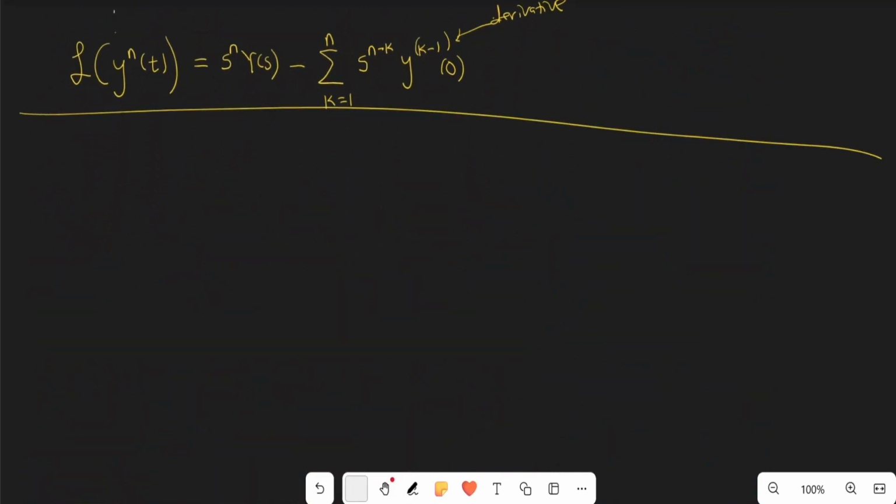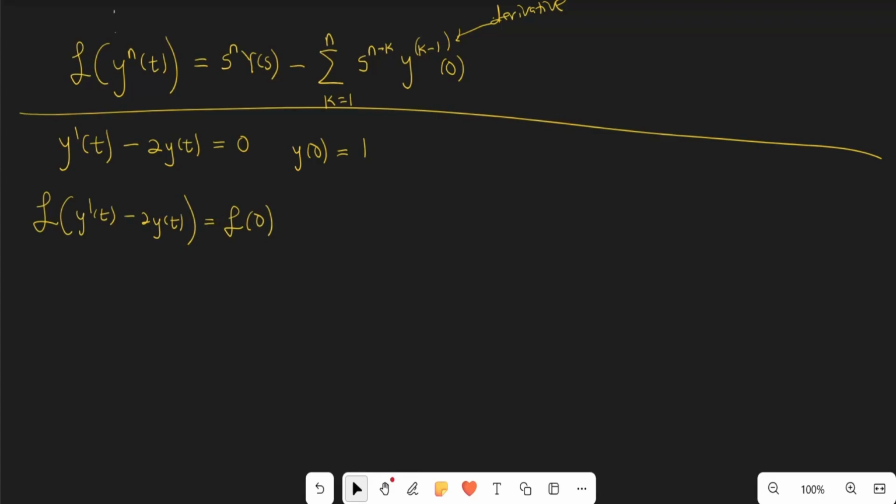Okay, so just to remind you, the differential equation is y prime of t minus 2y of t equal to 0, with the initial condition that y of 0 is equal to 1, like this. You can really solve this one using separation of variables, but let's use Laplace transforms here. So we will have to take the Laplace transform on both sides of this differential equation. So the Laplace transform of y prime of t minus 2 times y of t is equal to the Laplace transform of 0. The Laplace transform of 0 is 0, so the right hand side is 0.